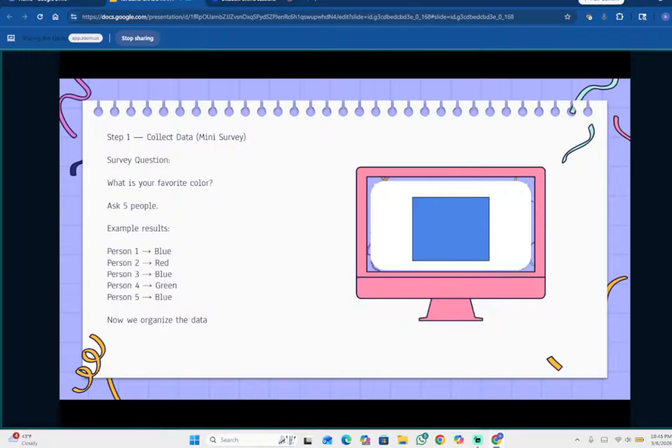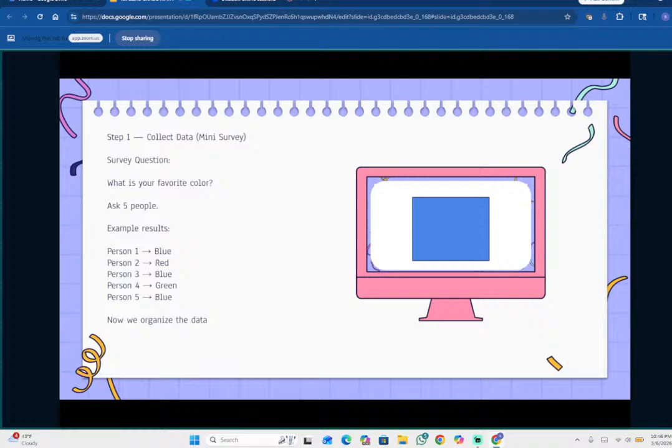So the first step is collecting data. What is your favorite color? Ask 5 people. An example would be, you go to person 1, you ask them what their favorite color is, and they give you a response, and you record that response. In this example, say that response is blue. So you would write person 1 and then blue.